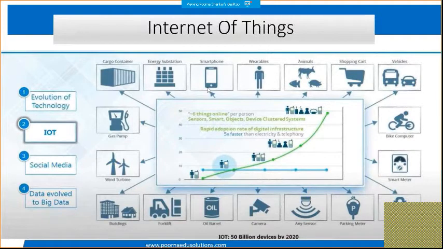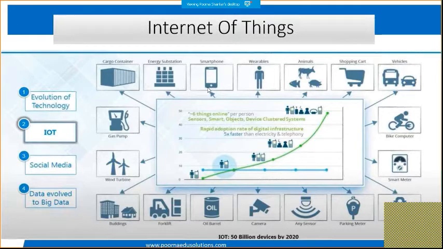And apart from this, the other major contributors, other domains, I would say cargo containers, energy substations, smartphones, wearable devices, even the animals, they are all connected with RFID tags for location purposes, reading purposes. Even we have shopping carts, vehicles, bikes, e-bikes, smart meters, spotlights, parking meters and other sensors, cameras, oil barrels and buildings. Everything, the turbine, wind turbine, gas pump, all these things are connected to the internet and producing dynamic data.